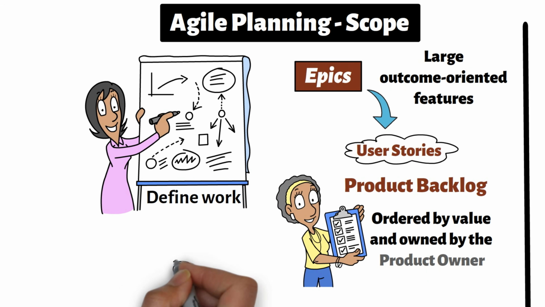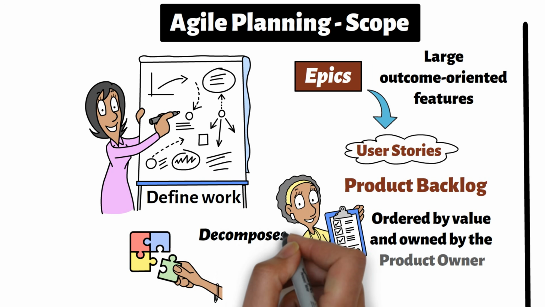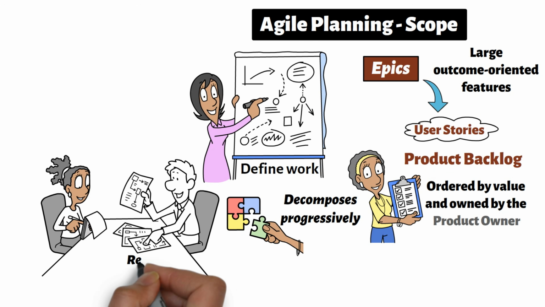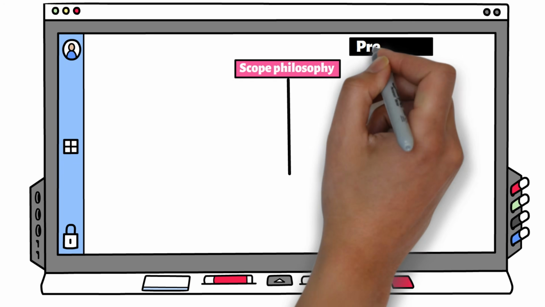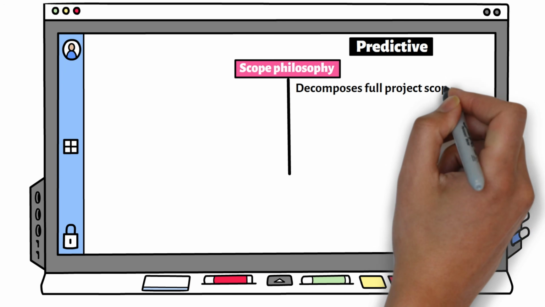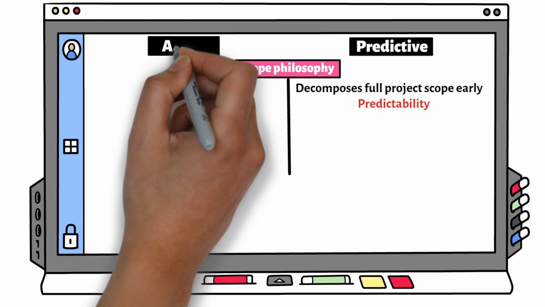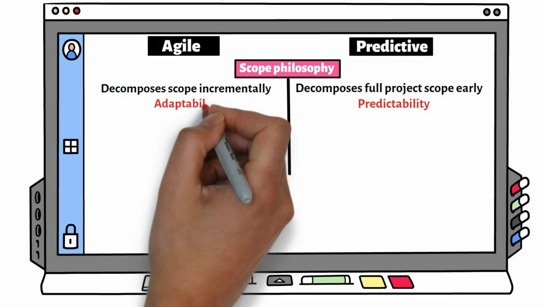In comparison, instead of decomposing the entire scope up front, Agile decomposes work progressively. Stories are refined when they are closer to implementation. The key difference here is scope philosophy. Predictive decomposes the entire project scope early to create predictability. Agile decomposes scope incrementally to preserve adaptability.